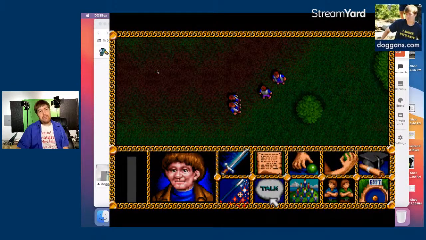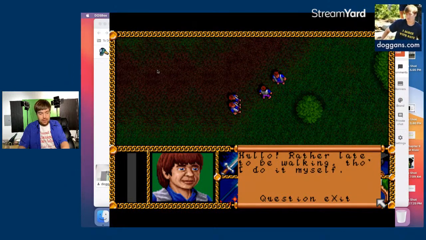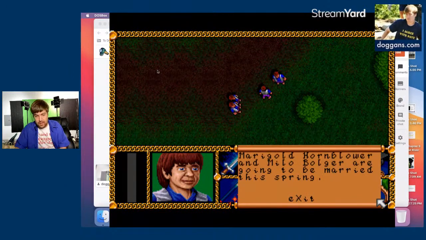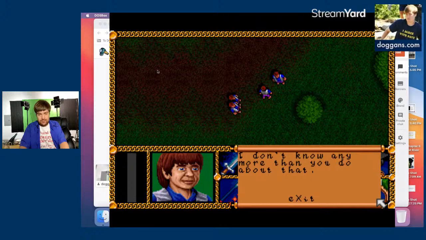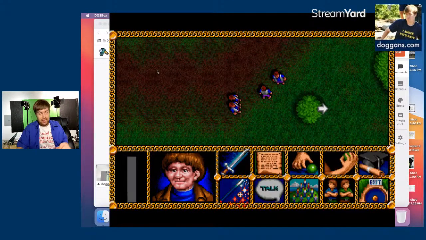And I do appreciate the level of open worldness, for 1990. The level of open worldness in this game, I think it is appropriate for a Tolkien game. Unnamed Hobbit. News. Marigold Hornblower and Milo Bolger are going to be married this spring. You're the one who told me about it, so you should know something about it. Again, the way that the limited vocabulary.